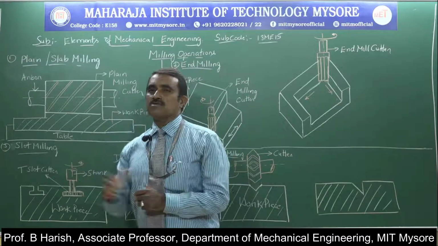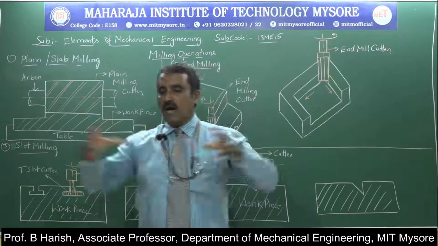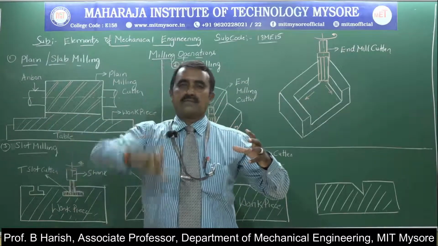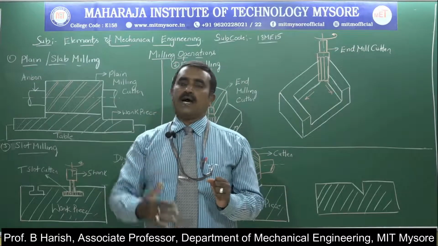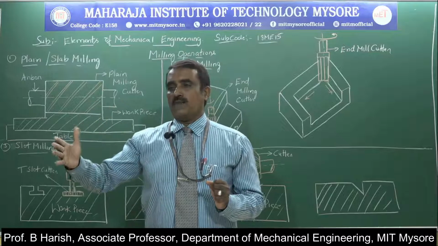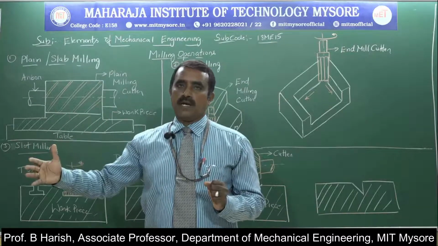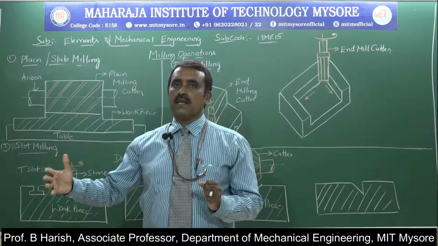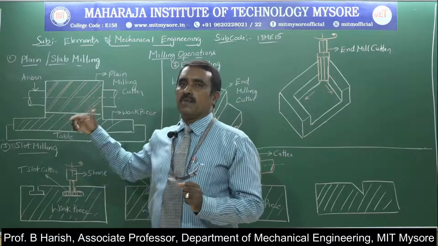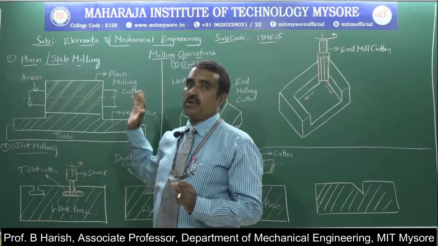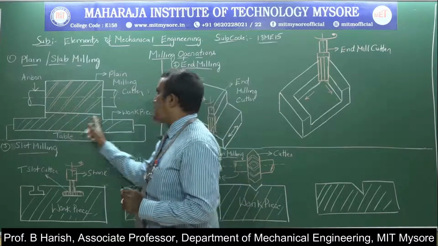In case of a horizontal milling machine, we will be having an arbor. On the arbor, at the center, the tool is fixed, and one end of the arbor is connected to a spindle. The motion is transferred from the spindle to the arbor. The arbor rotates, and in turn the tool also rotates. So this is the plain milling cutter.